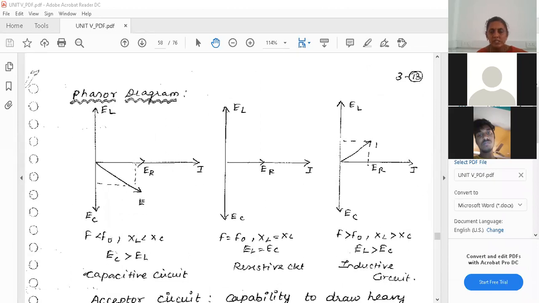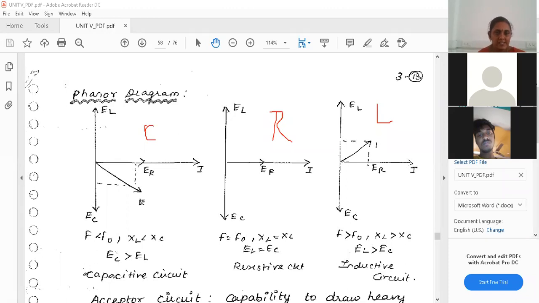Now see, you remember, if it is going to be an R circuit, this will be the phasor diagram. If it is going to be an L circuit, this will be the phasor diagram. And if it is going to be a capacitive circuit, this is the phasor diagram. No, sorry. This is resistive. This is capacitive. And this is inductive. Clear?